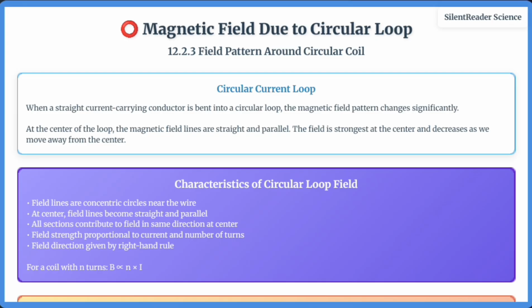The iron filings show the magnetic field pattern with field lines crowded near the wire and straight parallel lines at the center. The pattern is similar to that of a bar magnet, showing that a current-carrying circular loop behaves like a magnetic dipole.